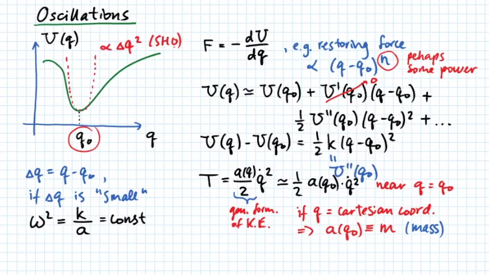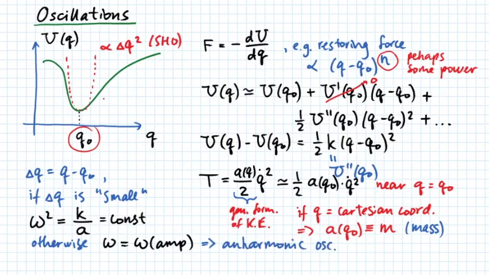On the other hand, if delta Q becomes large, and at the moment we are not defining what large and small is, we will see that the frequency of the oscillation will become amplitude dependent. Whenever we have such amplitude dependent frequency, we call such oscillations anharmonic. So, for example, back to our diagram, as the amplitude of oscillation increases, we will see that the frequency becomes dependent on the amplitude of these oscillations.